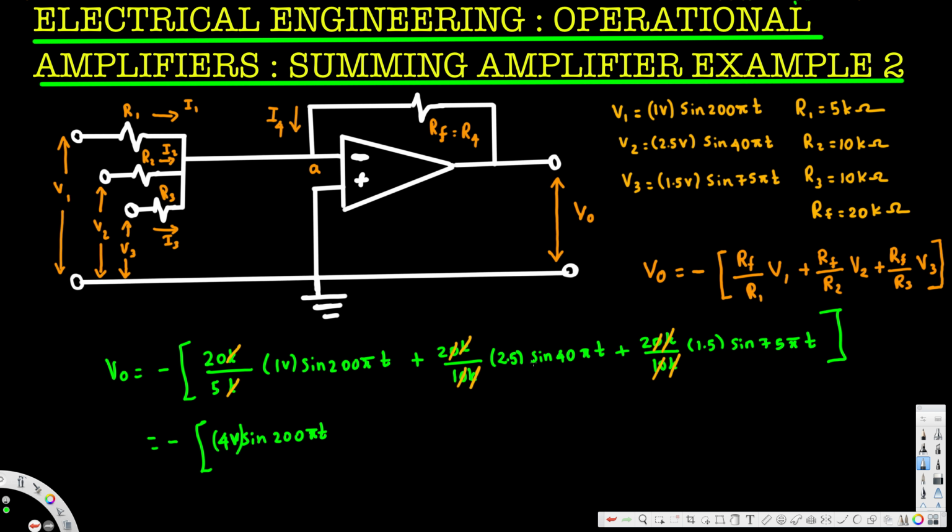Let's write the voltage in the final answer. So this one, 4 volts sine 20πt. For the second one, this is going to be 2 times 2.5, that's 5 volts times sine 45t. And for the third one we are going to have 2 times 1.5, that's 3 volts times sine 75πt, and that's going to be our final answer. I hope this helps. Thanks for watching.